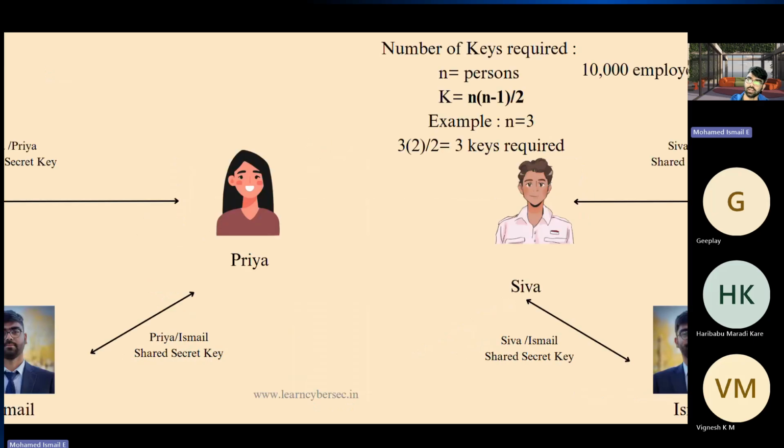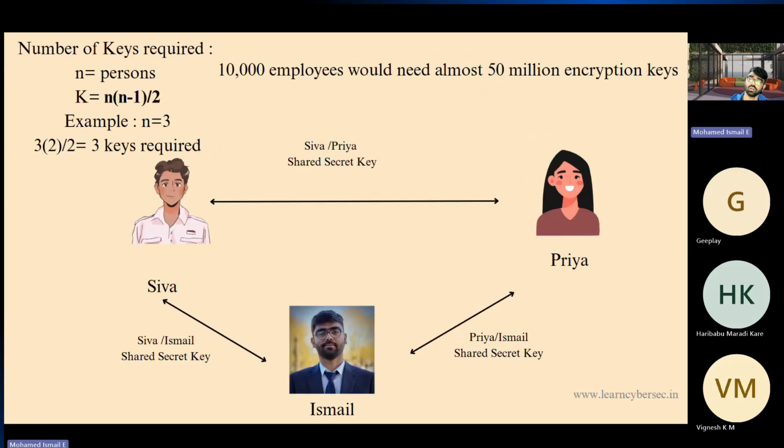How will this impact a large environment? The formula to calculate the number of keys is n times (n minus 1) divided by 2. For example, with Siva, Priya, and Ismail, N is 3, so 3 times 2 divided by 2 is 3 keys required. If you take 10,000 employees and apply the same formula, you will need 50 million encryption keys, because each person talks to every other person. So the keys grow exponentially and will hit 50 million.